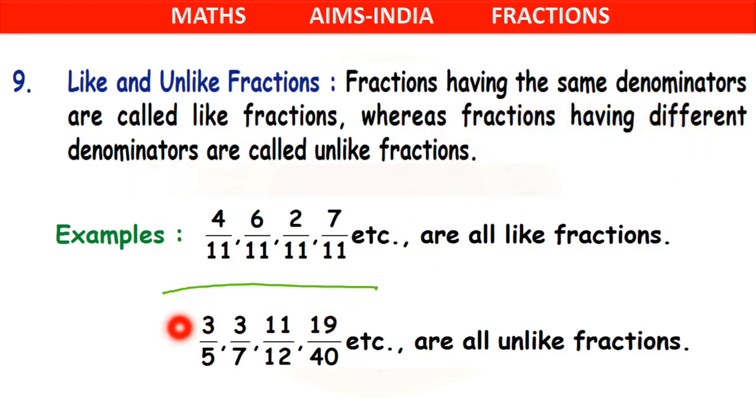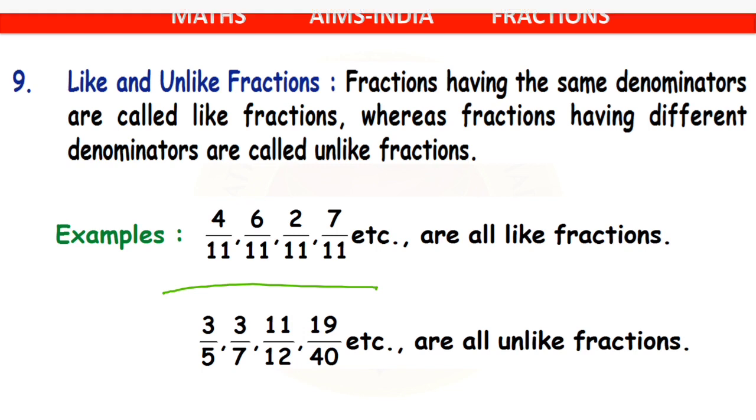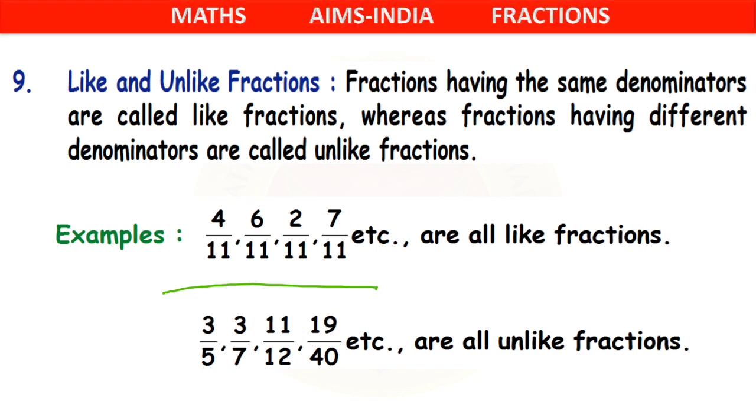Look at these examples here. 3 by 5, 3 by 7, 11 by 12, 19 by 20, etc. are all unlike fractions. Why are they unlike? Because they do not have the same denominators here. Clear students? This was about like and unlike fractions. Fractions having the same denominators become like fractions, whereas fractions having different denominators are called unlike fractions.